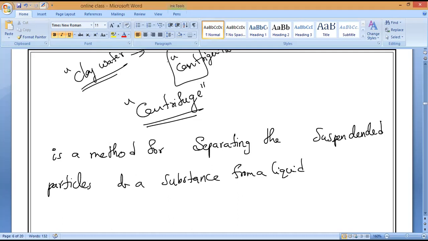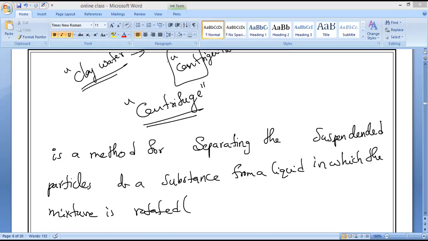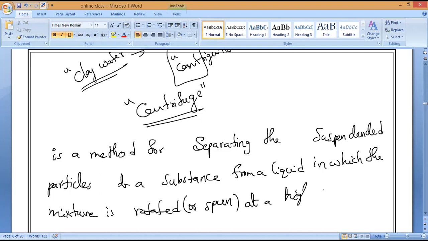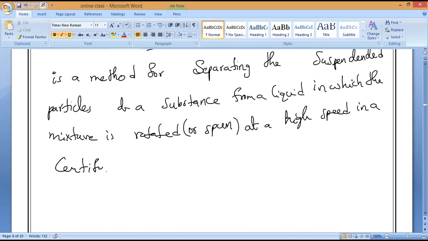From a liquid in which the mixture is rotated. That rotation we call spinning. What is the past tense of spinning? V3 form, spun, S-P-U-N. Rotated or spun at a high speed in a centrifuge. Who is the centrifuge? It is a machine. So the machine where the centrifugation process takes place. Is it okay, all of you? Yes, write it. That is what spinning at high speed in a centrifuge is called: centrifugation.